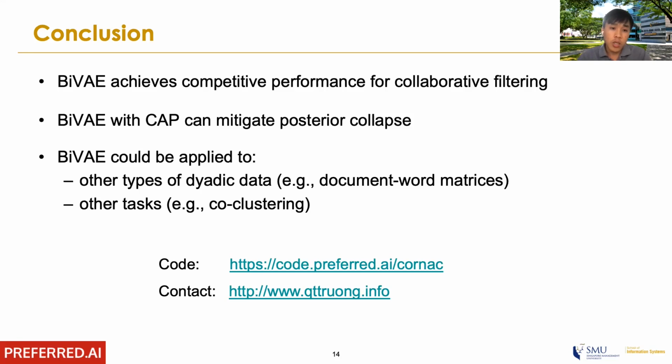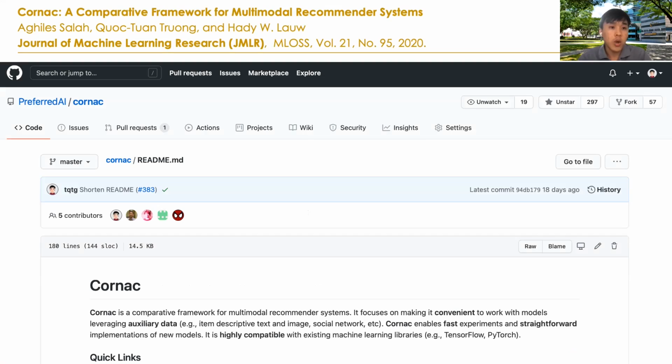So we made the code available in a library called Cornac. Cornac is a Python library for recommender systems. The focus of the library is on supporting multimodal data like item text descriptions, images, and user social networks. It consists of a rich collection of implementations of recommendation algorithms.